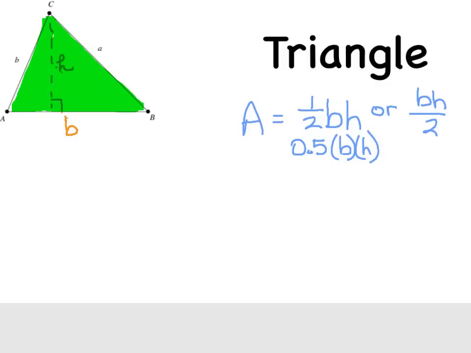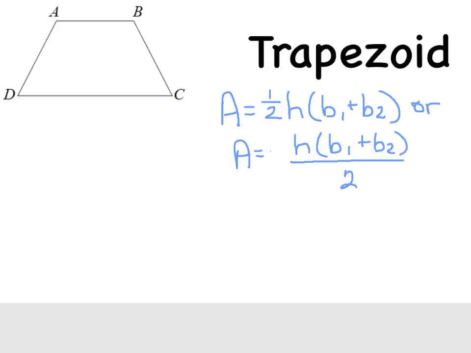All right, the third formula that you need is area of a trapezoid. Here are your two formulas. Same formula, different forms. You choose the one that you like. Area equals 1/2 times the height, open parentheses, B1 plus B2. That's one way you can use that formula. And the other way is area equals the height times B1 plus B2, all of that divided by 2.